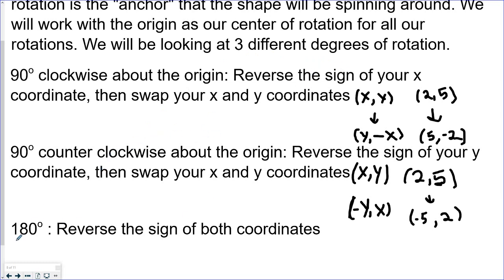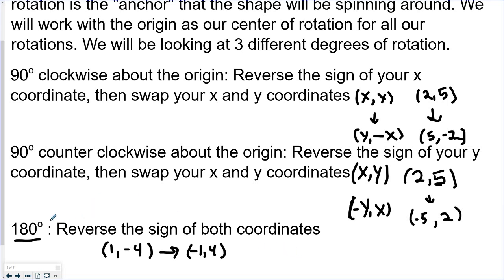And the last one is 180 degrees. 180 degrees is basically a super reflection. So in a reflection, you swap the sign of one of the coordinates, right? We just did those. In a 180 degree rotation, you swap the sign of both. So if I have the point 1, -4, a 180 degree rotation would make me the point -1, +4. I just reverse the sign of every coordinate in the point. That's it. So it's like a super reflection.